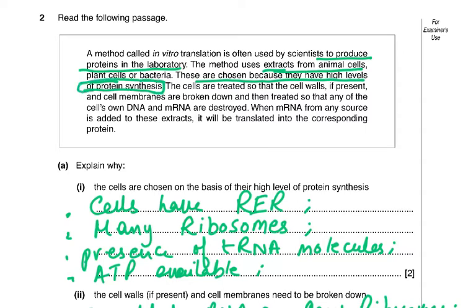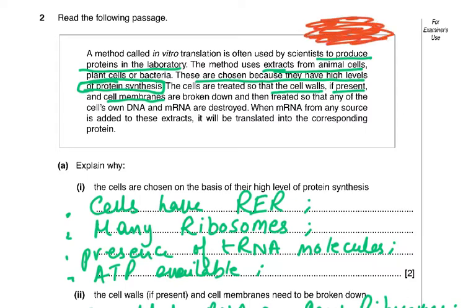Like I always say, in your house maybe you have one stove to cook food, but in a restaurant you'd have many stoves and many burners to really cook the food. So the cells are treated so that the cell walls, if present, so if it's a plant cell or a bacteria, and the cell membranes are all broken down. Now what is left inside? What is left inside is the cytoplasm with all the stuff in it.